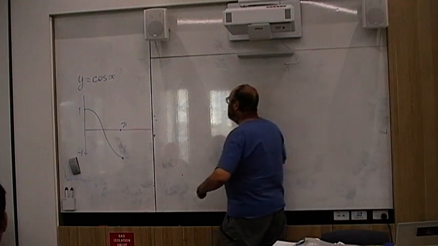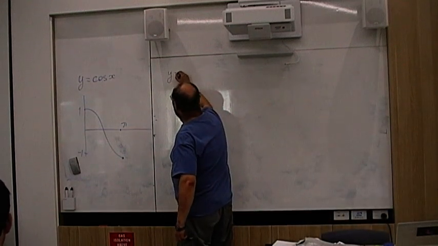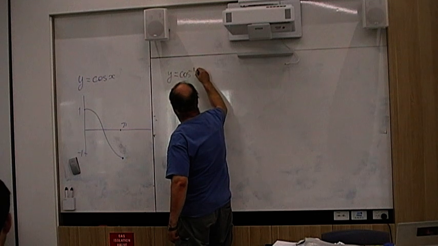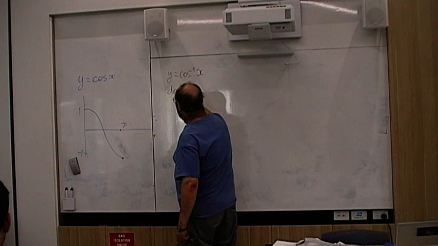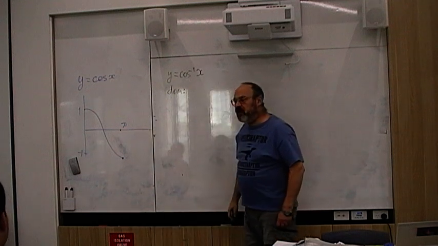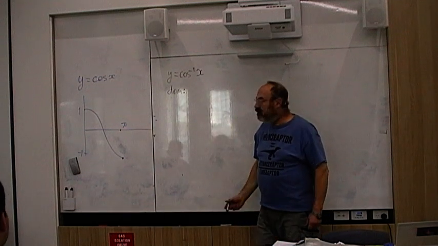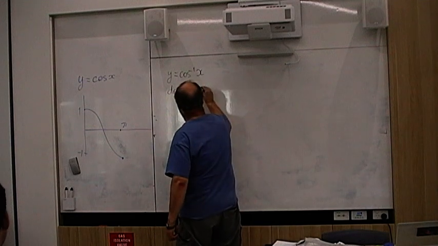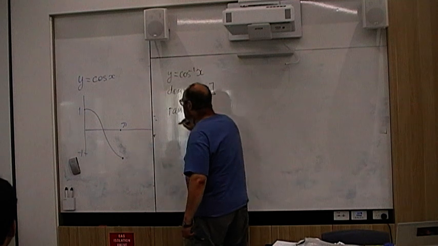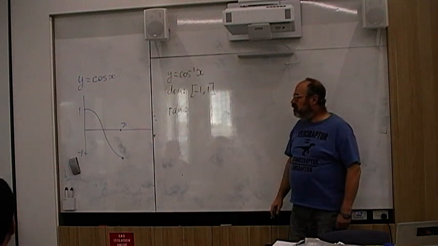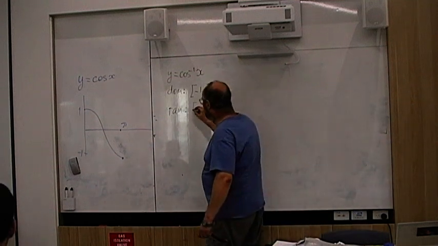So for cos negative 1, if we have y equals cos negative 1 x, what will be the domain? What will be the domain of cos negative 1? Negative 1 to 1. Same as sine negative 1, negative 1 to 1. And what will be the range? The range will be 0 to pi.